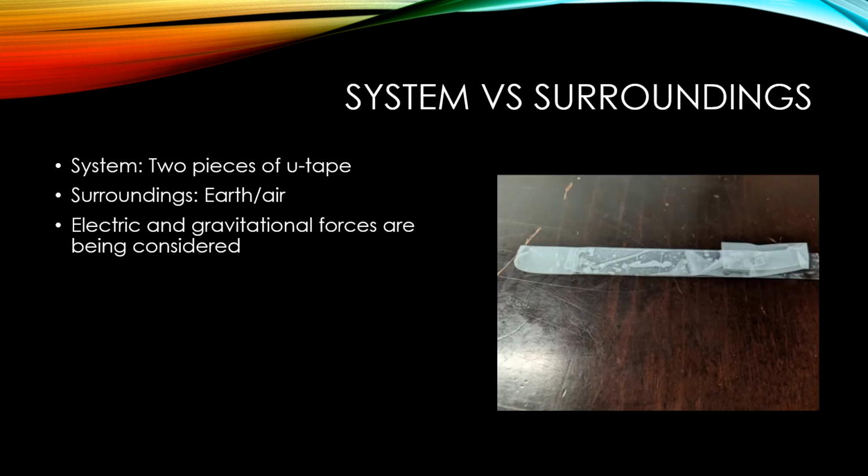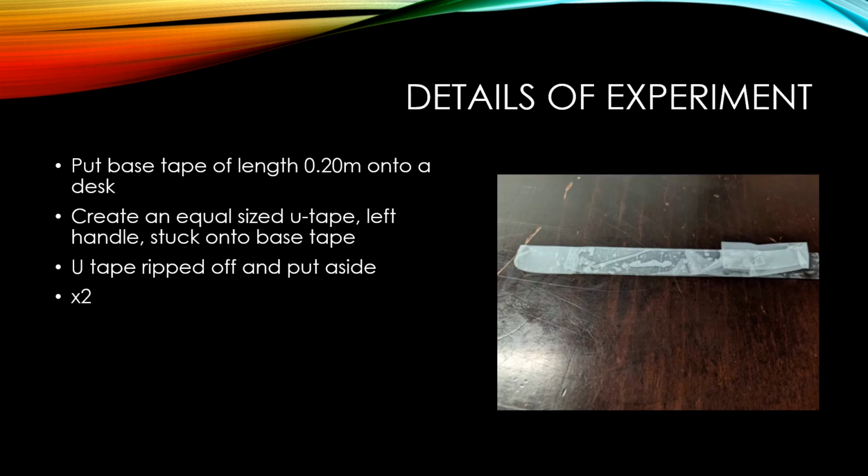So systems versus surroundings. Our system here is the two pieces of U-tape shown to the right. Our surroundings are the earth and the air. The electric and gravitational forces are the only ones being considered. So the details of the experiment. First, I put the base tape at length 0.2 meters onto the desk. I created an equal size U-tape and left handle and stuck it onto the base tape, and then I ripped the U-tape off and put it aside, and I did this twice.